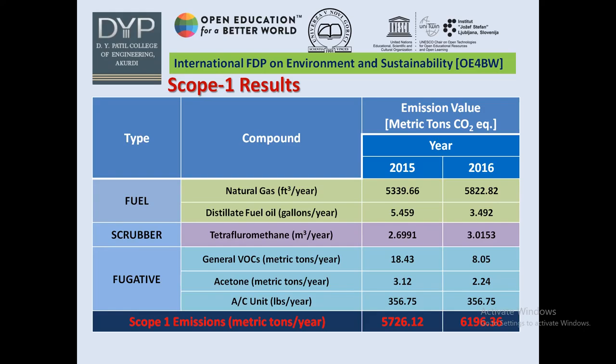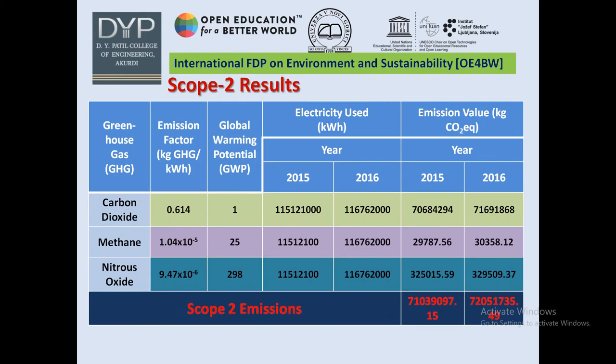We have compared the results for 2 years, that is 2015 and 2016 in this case study. Fuel close to 5,000, scrubber close to 2,600 to 3,000. Then fugitive emissions, they are 18, 3 and 356 respectively for VOC, acetone and AC units. Total scope 1 emissions comes out to be 5726 and 6196 for 2015 and 2016 respectively.